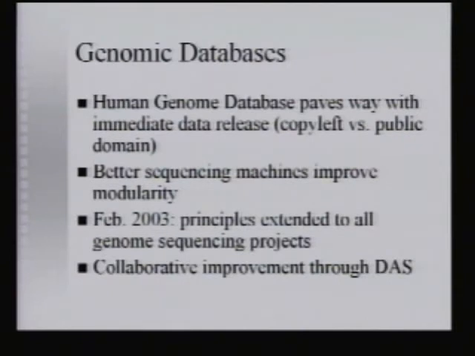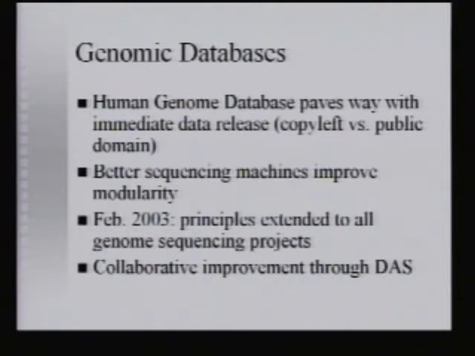Genomic databases. As I've mentioned, I think that this area is also becoming increasingly modular with better sequencing machines. The Human Genome Project paved the way for introducing this modularity, and it also paved the way for the principle of immediate data release. There was some dispute over whether the data would be released under a copyleft type model versus just put in the public domain, and the decision was made simply to put it in the public domain. And then in February 2003, the principles of the Human Genome Project were extended to all large-scale genome sequencing projects.